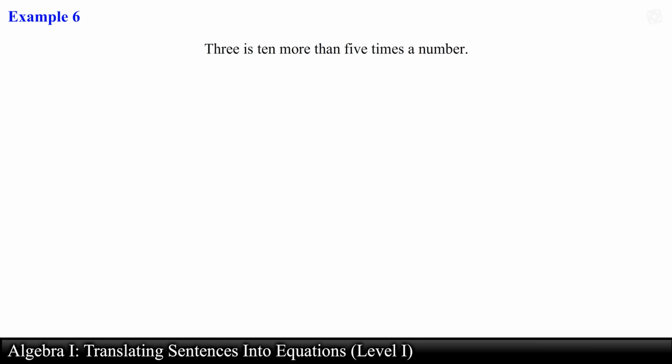3 is 10 more than 5 times a number. In this example, we first write 3 equals, because of the key word is, which appears first, followed by a sum of 2 expressions, specifically 10 and 5n, because of the key words more and times. The final expression is written as 3 equals 10 plus 5n. Or alternatively, we can also write this expression by flipping the expressions on the left side of the equal sign with those of the right side of the equal sign, as follows.